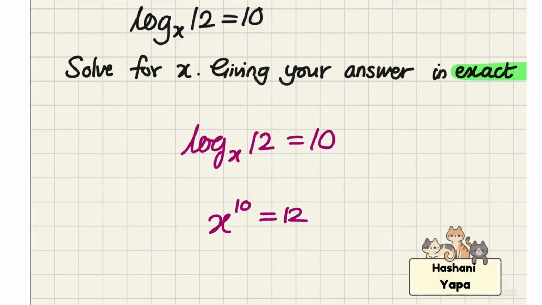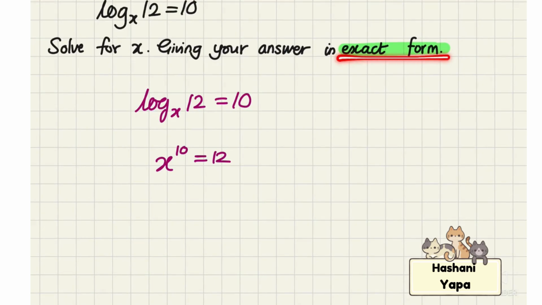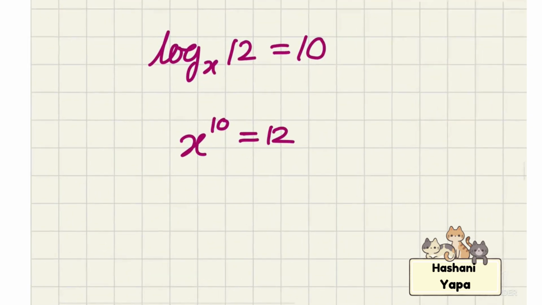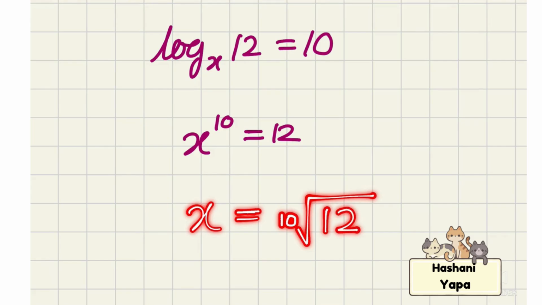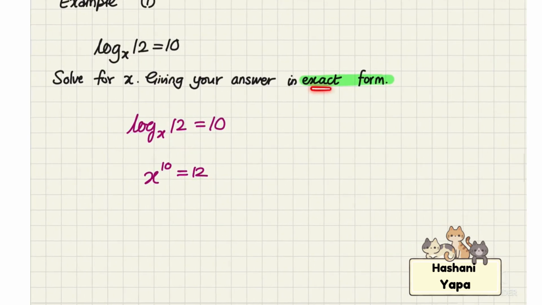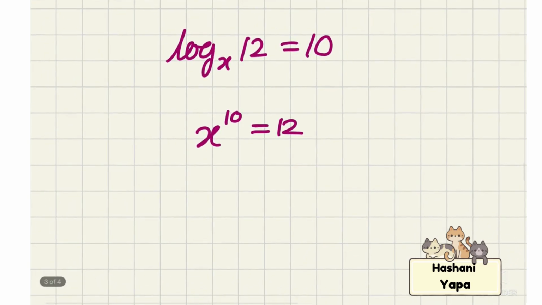See, easy as that. Now, you have to be very careful here because they're asking for your answer in the exact form. You can solve it by doing x equals the tenth root of 12 in the calculator, but if you do this, you are going to get a decimal answer. Exact form means you have to get your answer without decimals. So how can you solve this to get your answer in the exact form?